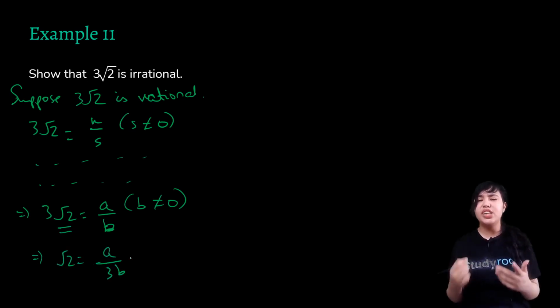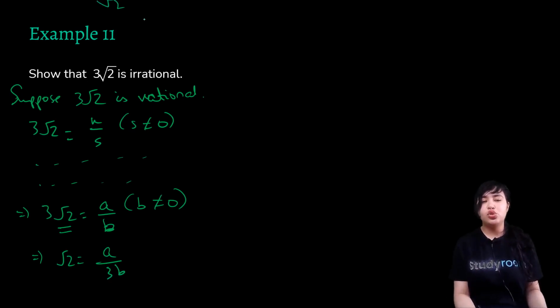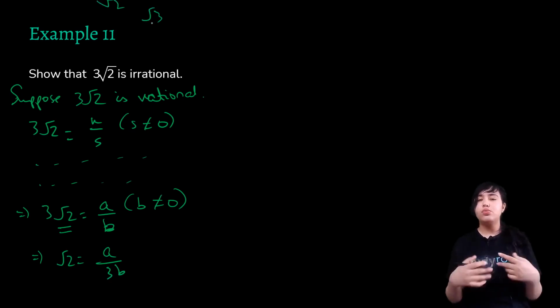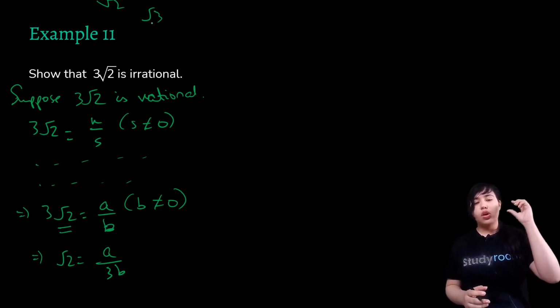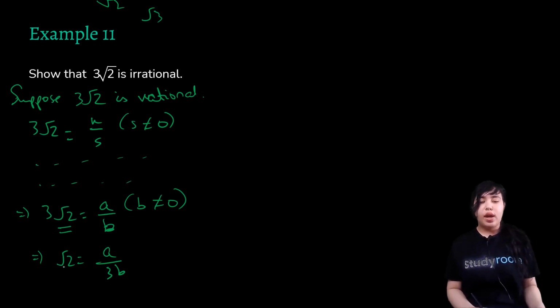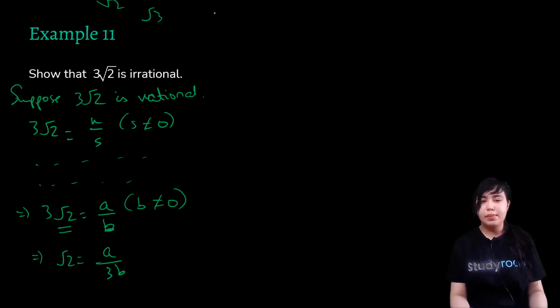So basically the trick here is that if you're just given root 2 or root 3, then you choose that cross multiplication method. But otherwise the technique would vary. You just have the square root term as your LHS. So I've written root 2 is equal to a upon 3b. Now since a, 3 and b, what are they all? They are all integers.